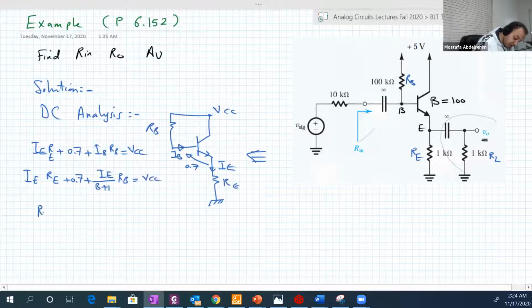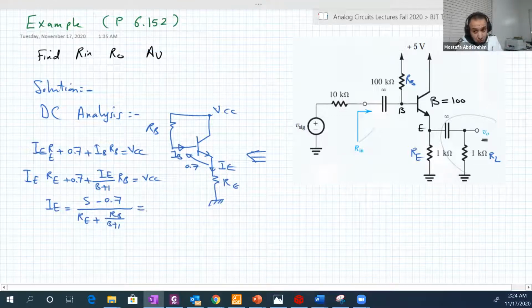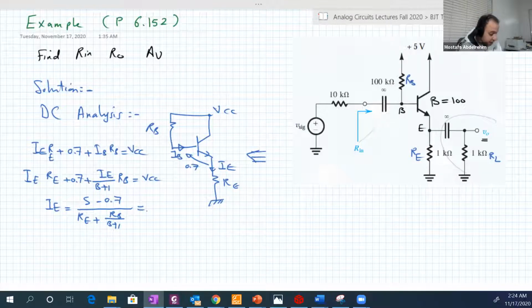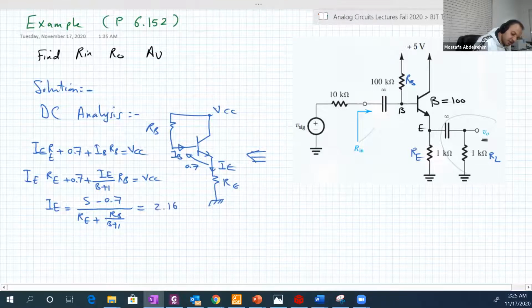So IE equal to 5 minus 0.7 over RE plus RB over beta plus 1. Beta is 100, RE is given 1 kilo ohm, and RB is 100 kilo ohm. So this will give you how much exactly? This will give us, I didn't write it down. Yeah, 2.16 milliamperes.